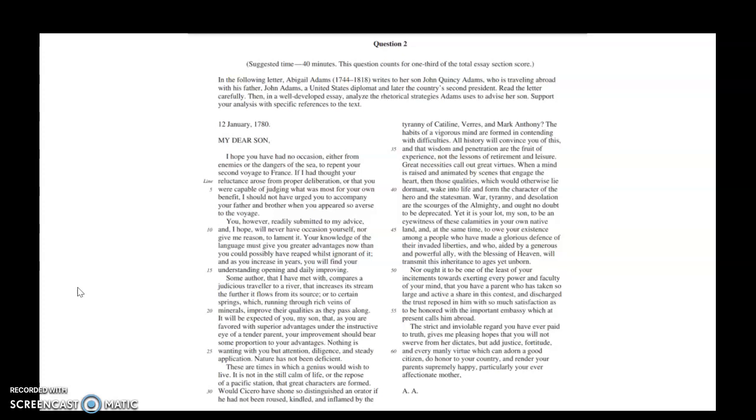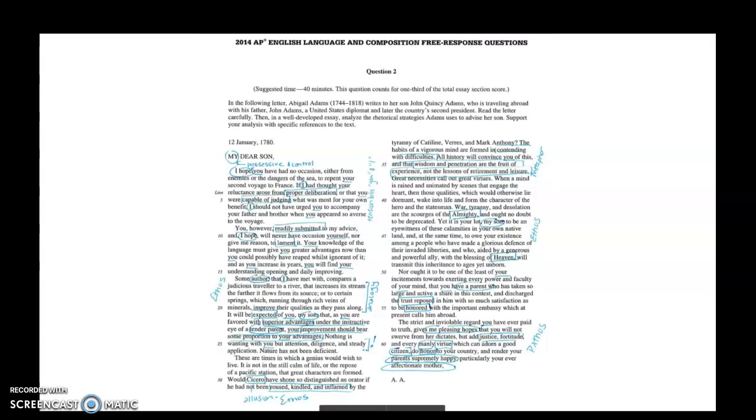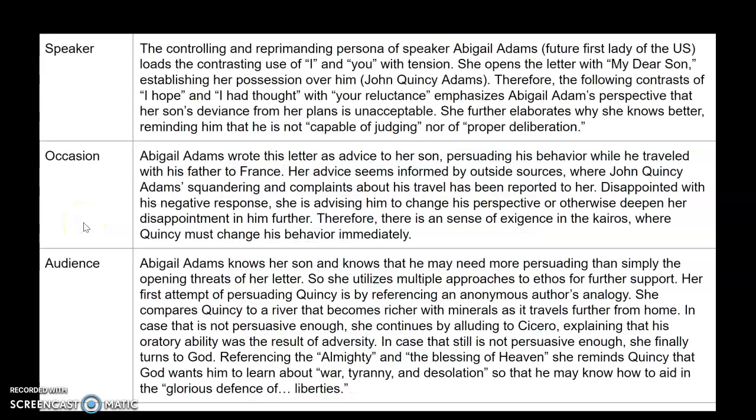Okay, so now that you have read the prompt, the very next step that we would take is annotations. Just like for the Lippmann prompt, you did your annotations first, and then we went over it in class with an optional workshop. I read over this Abigail Adams prompt in her letter to her son, John Quincy Adams, and I annotated the way that she wrote her letter in order to start exploring how she achieved her purpose.